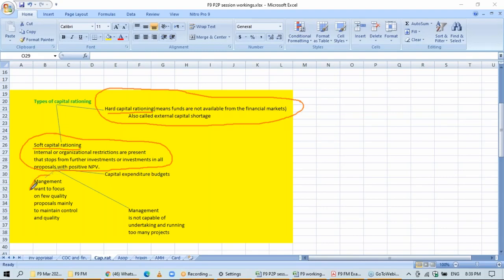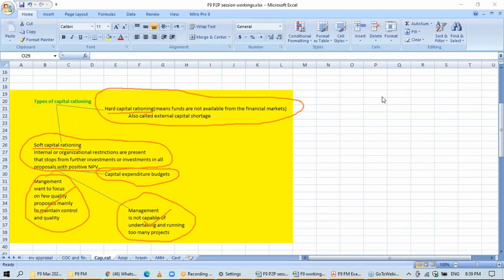They have put the limitation themselves. One of the reasons could be the one I'm ticking: management wants to focus on a few quality proposals, mainly to maintain control and quality. They don't want to do a lot of work and spoil the quality. Second, management is not capable of undertaking and running too many projects. And third, capital expenditure budgets may limit them to obtain further funds and to invest in professional. Why do companies put limitations on raising further funds themselves?